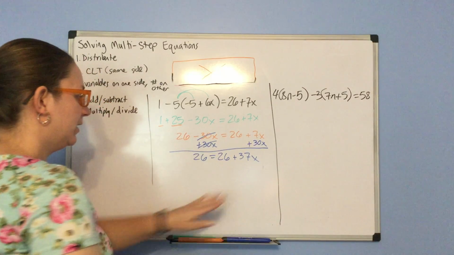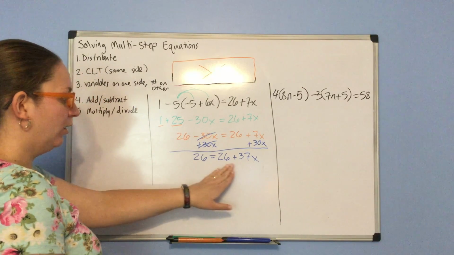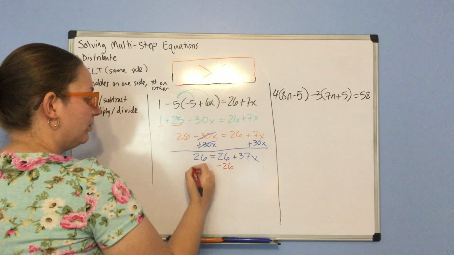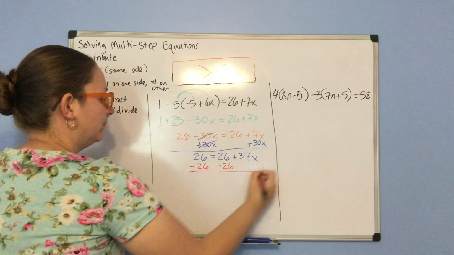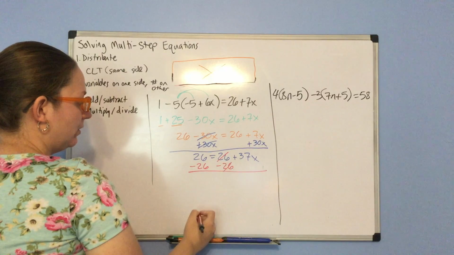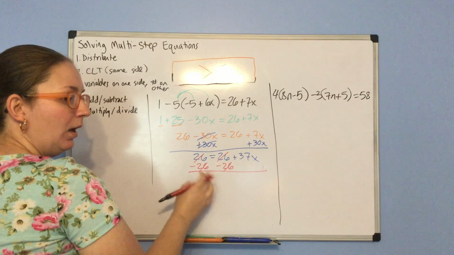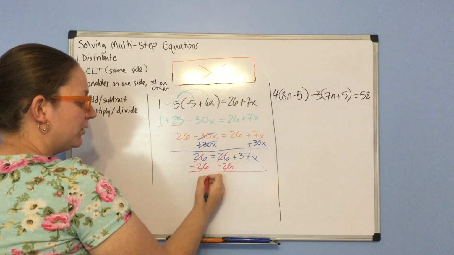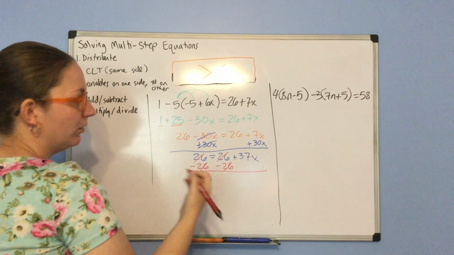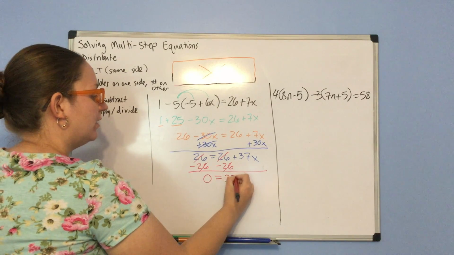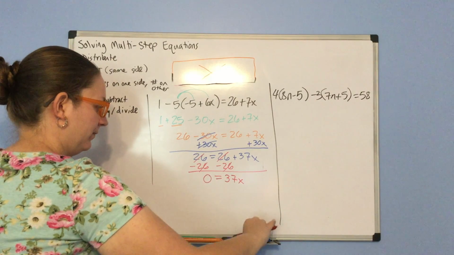Now, since all my x stuff is on this side, all my number stuff has got to go the other. The positive 26 I undo by subtracting 26. These cancel, that's what we wanted. They also cancel here, but I need something here. I have nothing left on this side of the equal sign, which means that is 0. Also, 26 minus 26 is 0. Other side is now just 37x.